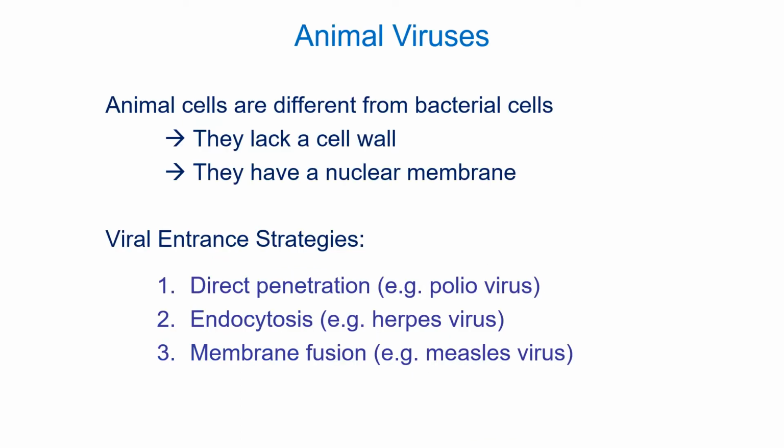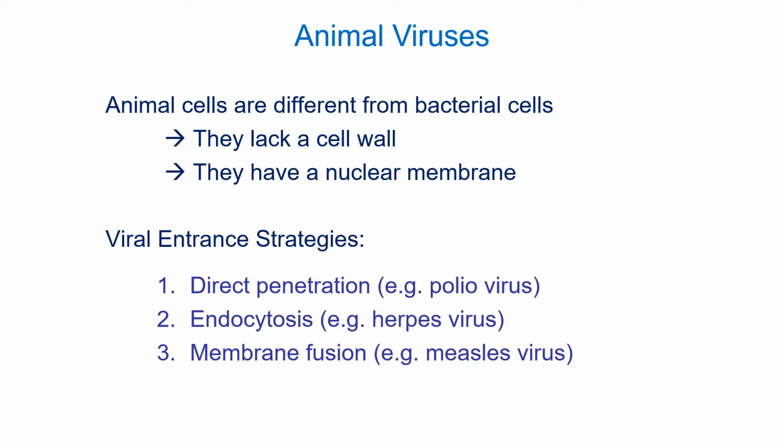Alrighty, hopefully you now have a basic understanding of how viruses function. And we'll leave the bacteriophages behind now and take a look at the viruses that can infect animals like ourselves. Animal cells are different from bacterial cells, of course. One of the big differences is that our cells do not have a cell wall. That can make things a bit easier for viruses.